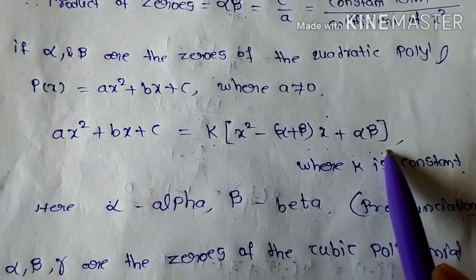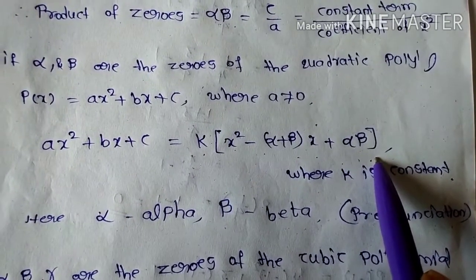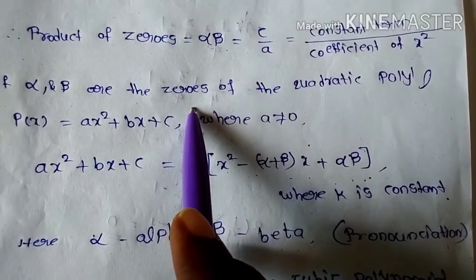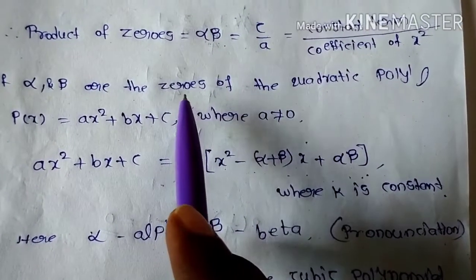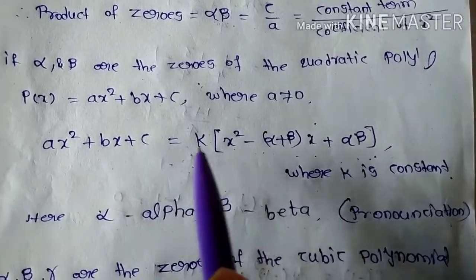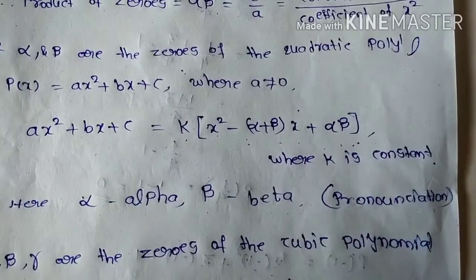This formula will be useful in the exam when they have given zeros of the polynomial. They will give you in your exam just the zeros of the polynomial. They will ask you to find the quadratic polynomial. Just you can substitute in this formula.